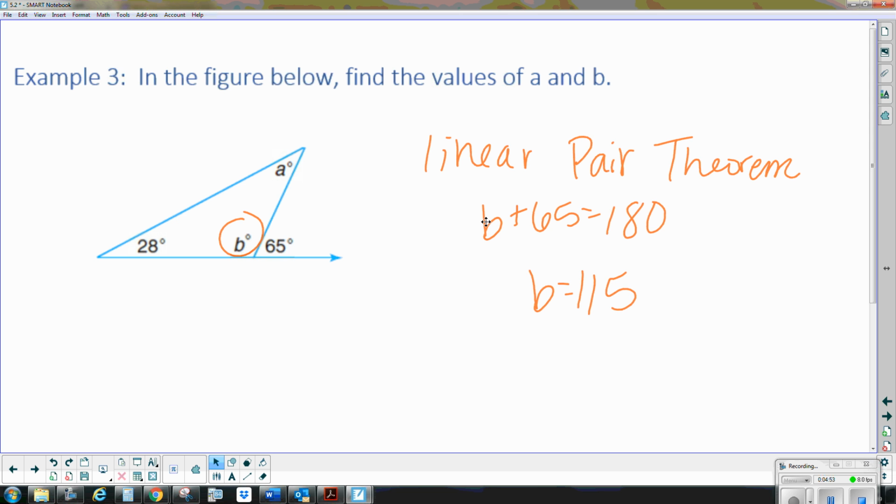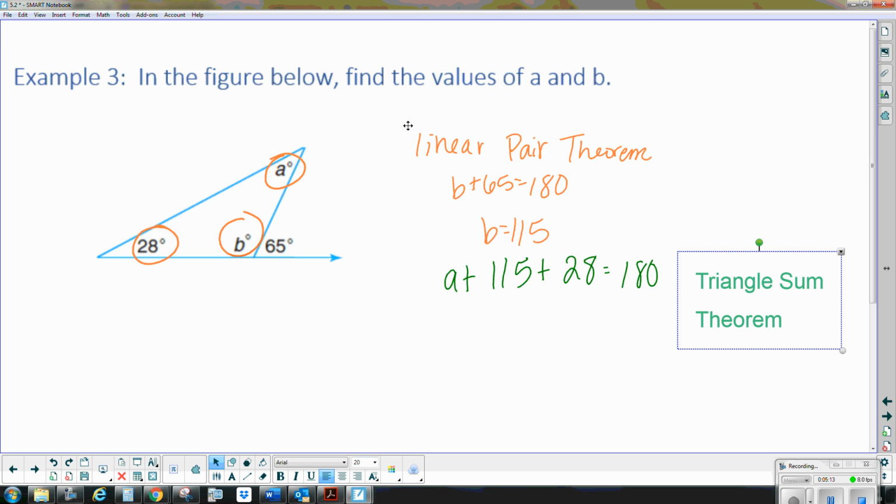So once I use that theorem, I can isolate b, and when I isolate b, I get 115 degrees. So B is 115. And now I know that 28-degree angle inside my triangle. I know B, and I just need to find A. So now is the time I can use the triangle sum theorem.